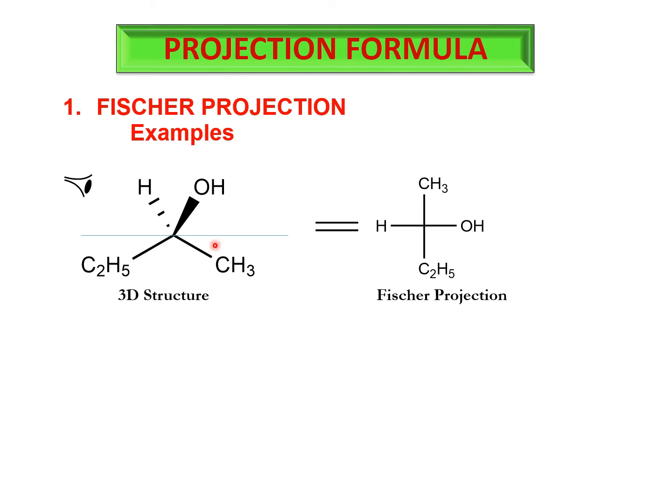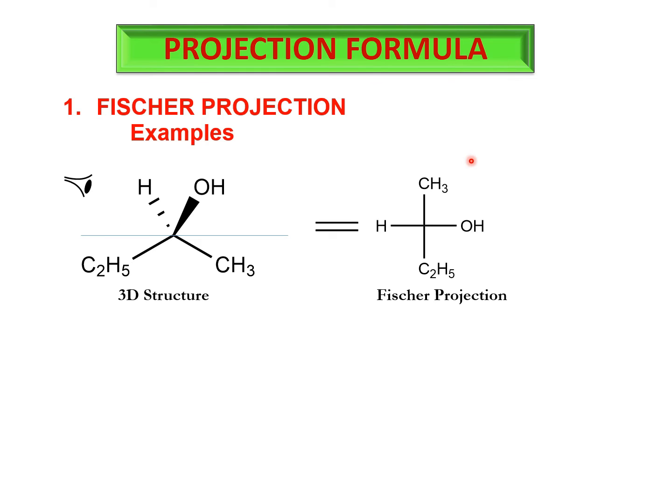Now, why have I written CH3 up and C2H5 down? Because you're standing here, and you're looking through this angle. So this CH3 is above your eye line. It is towards your forehead, above your eye line. And this C2H5 is towards your chin. It is below your eye line. So you just have to imagine it. So you draw the CH3 up and C2H5 down.